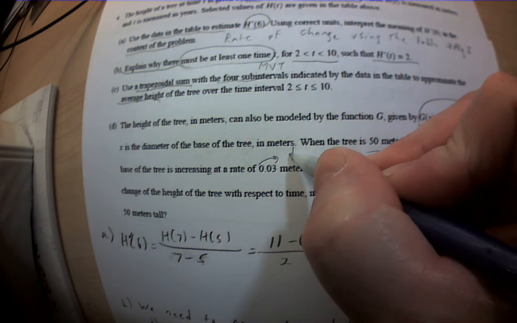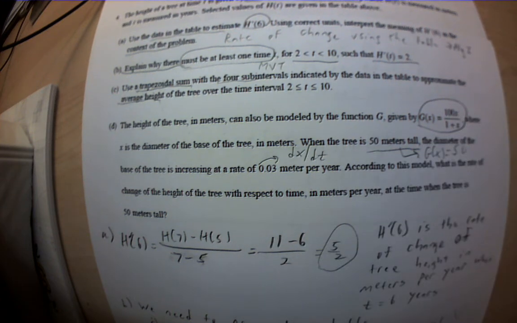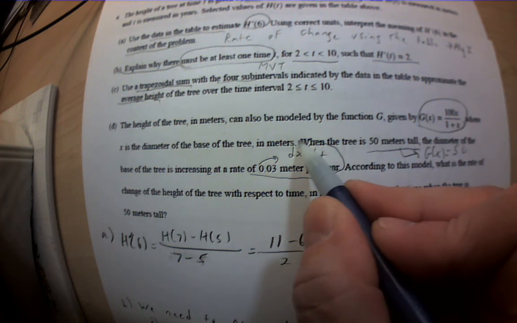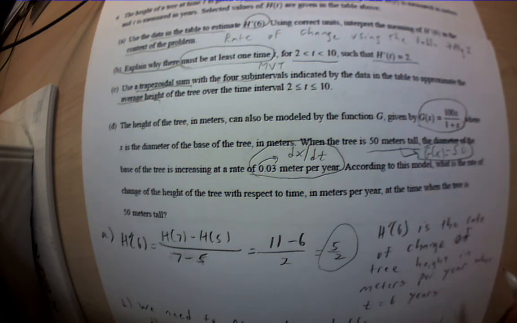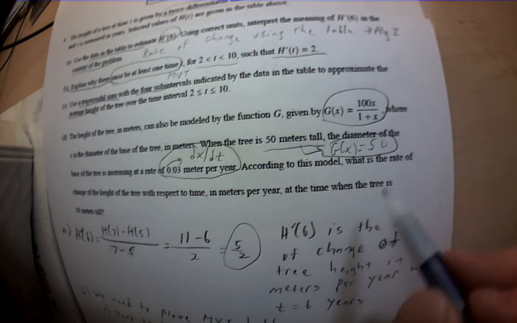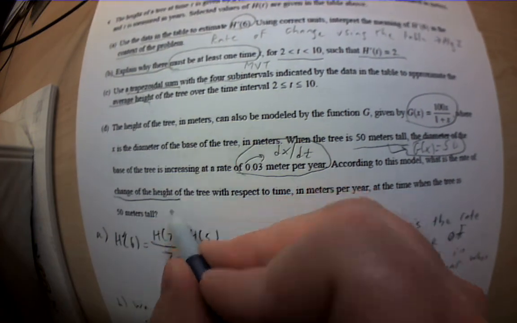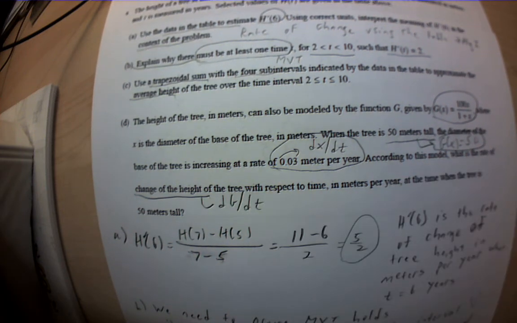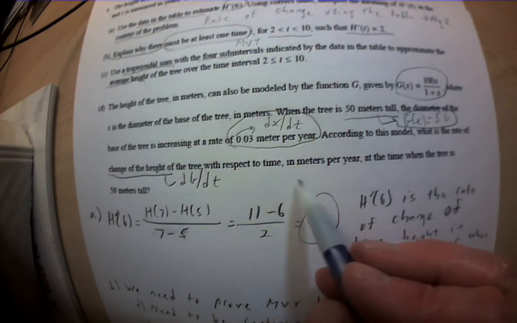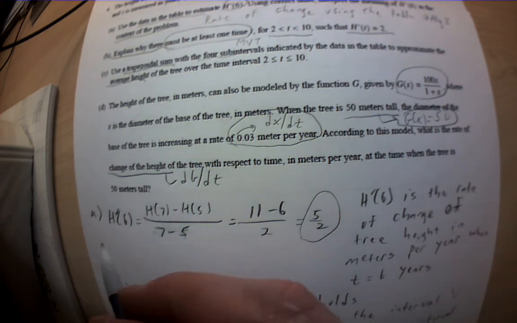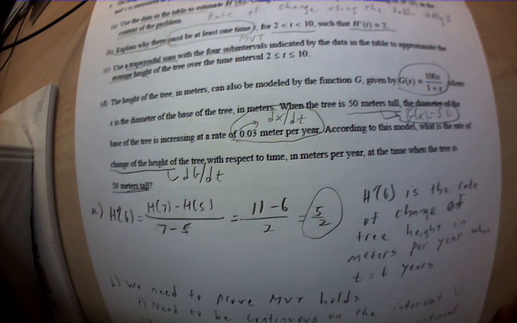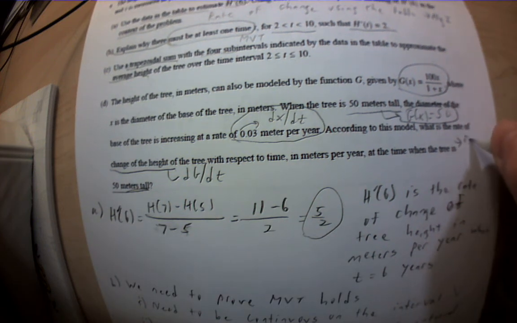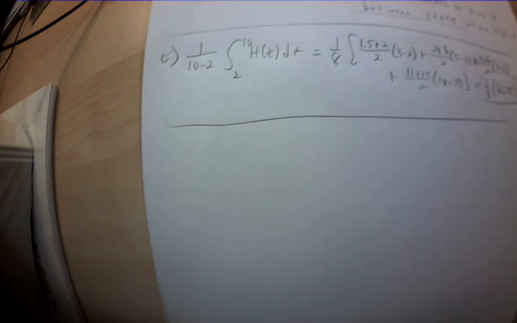So guys, that's dx over dt, okay? So dx over dt is 0.03 meters per year. G of x is 50. According to this model, what is the rate of change of the height? Rate of change of the height, that's dg over dt, because g is the height of the tree, with respect to time in meters per year at the time when the tree is 50 meters tall. Okay? So guys, that is a related rates problem. So we're going to need to do related rates. All right? So here we go.